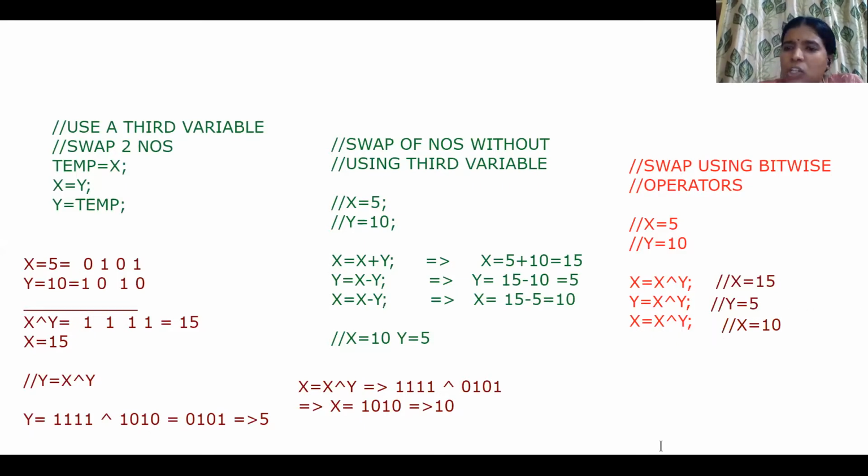So just check how we started initially. We started with the x value as 5 and the y value as 10. But at the end of a series of exclusive OR operations, we were left with the x value as 10 and the y value as 5. So this is the way in which the numbers are swapped. These are the three possible ways in which you swap your numbers.